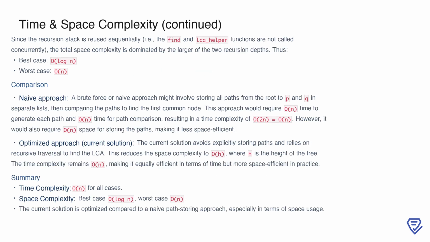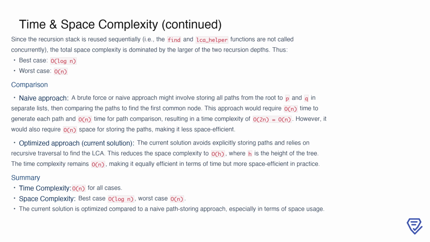Since the recursion stack is reused sequentially, meaning that the find and LCA_helper functions are not running at the same time, the total space complexity is determined by the larger of the two recursion depths. Therefore, in the best case, the space complexity is O(log n), and in the worst case, it is O(n).